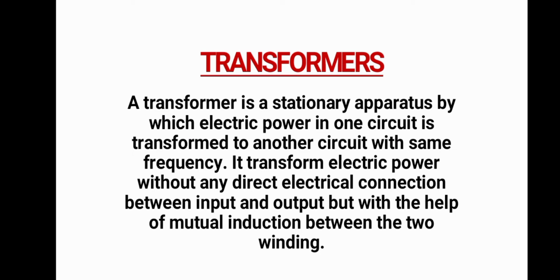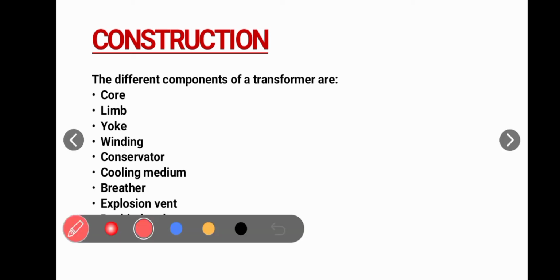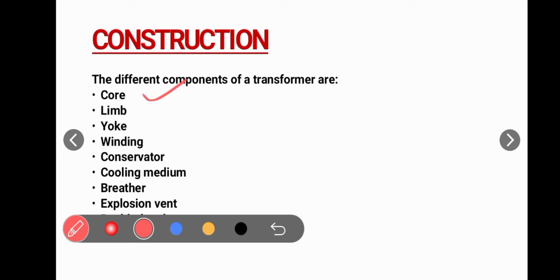So let's see the different parts of transformer. So these are the different parts of transformer. So the first part of the transformer is the core. This is the core of the transformer, and it is made of many thin laminated sheets of high grade silicon steel. It is made of many thin laminated sheets because it actually reduces the eddy current and the hysteresis loss.